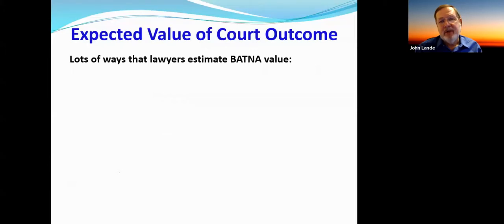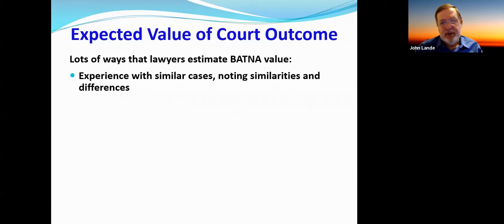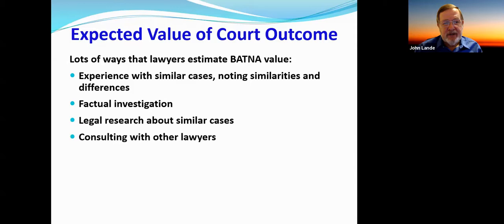So how do you estimate the value of the court outcome? So part of it is experience with similar cases, noting similarities and differences. Once you're in practice for a while, you'll have experience that you can use as a basis for making judgments like this. Do factual investigation, legal research about similar cases, consult with other lawyers or experts, use decision trees. You may or may not be familiar with decision trees. I see some of you nodding your head. Basically, these are ways of identifying particular contingencies or issues about the facts or the law, and you assign probabilities and potential outcomes based on those contingencies or uncertainties, and you combine them to come up with some estimate of the likely court outcome. Again, you're using your experience to come up with these estimates, and you may need to vary the estimates since these are just estimates.